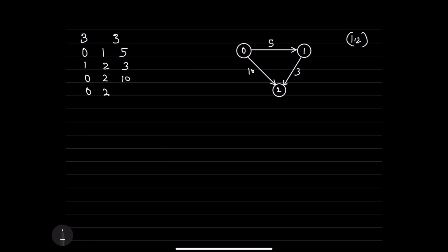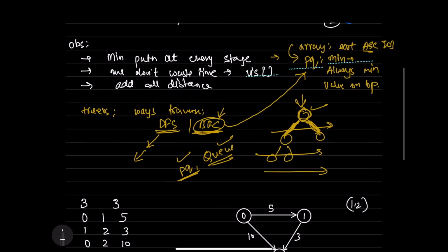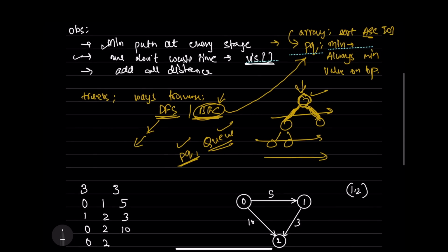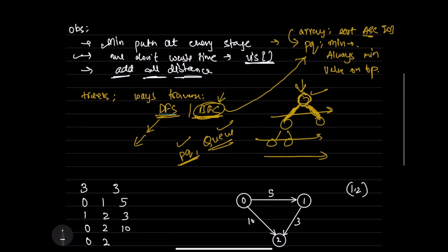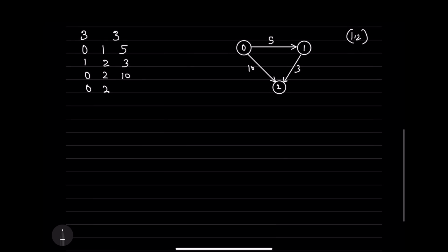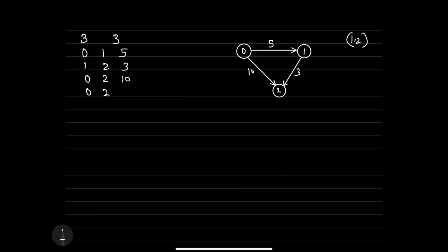So as I wrote above, what is the observation? We need the minimum, and we don't want to waste time, so we can have a visited array and skip whichever nodes have been visited. I won't be visiting them again, and I need a variable which will store my distance or my path simultaneously. Clear? For the minimum, I also told you that we are using a priority queue because we always need to travel the minimum possible distance.